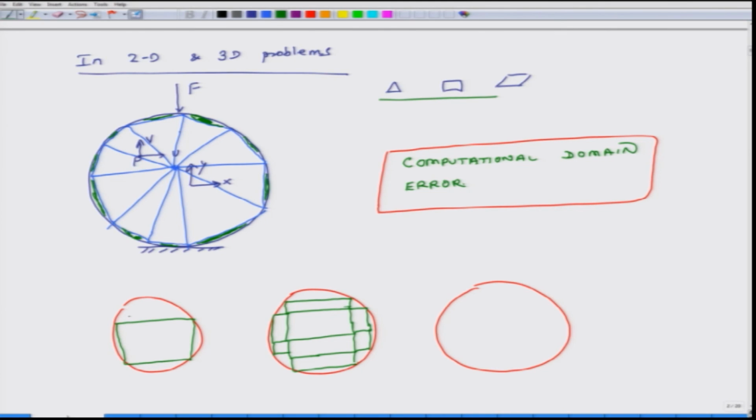So, here in the first case, all this was not included in the domain. Here the computational domain error has become smaller. This is the hashed area which is not included. And if I reduce the element size further, this computational domain error will go down further. So, the computational domain error decreases with reduction in element size.